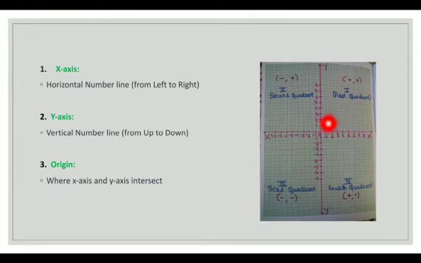The first part where x is positive and y is positive is called the first quadrant. In this part where x is negative and y is positive is called the second quadrant. In this part where x is negative, y is also negative is called the third quadrant. In this part where x is positive, y is negative is called the fourth quadrant.